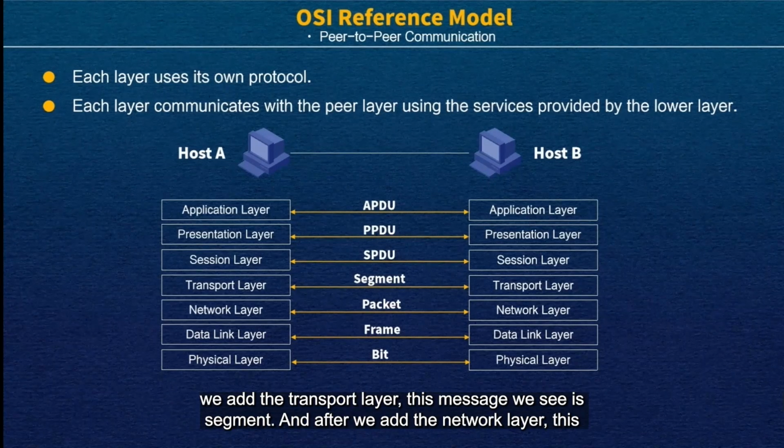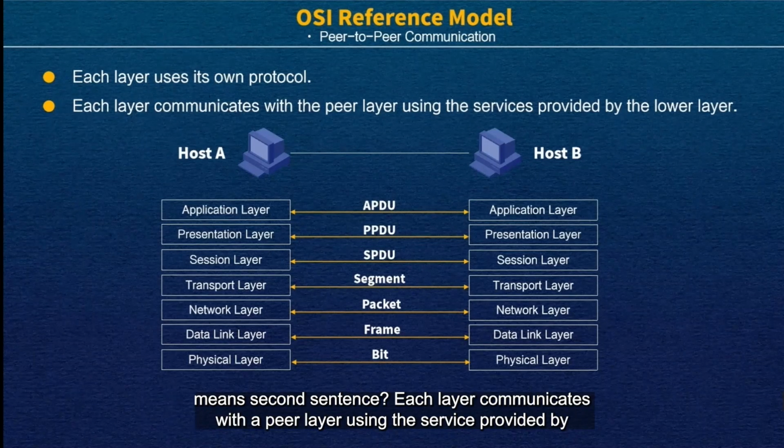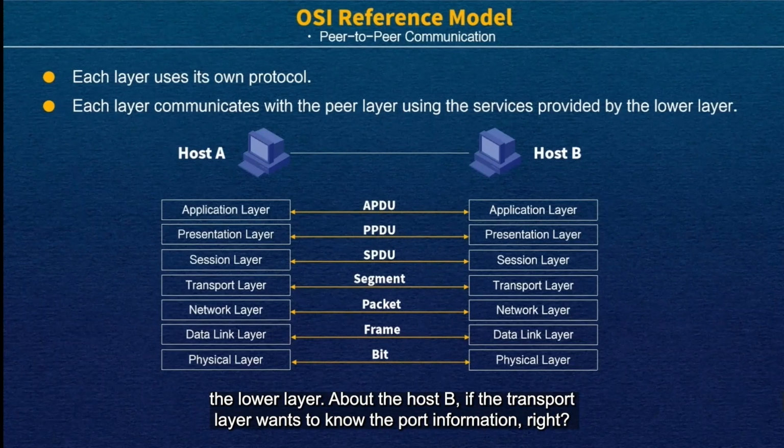And after we add the transport layer, this package we say is a segment. And after we add the network layer, this message we say is a packet. And the next layer is a frame, finally to become bits. And what does the second sentence mean? Each layer communicates with the peer layer using the service provided by the lower layer.